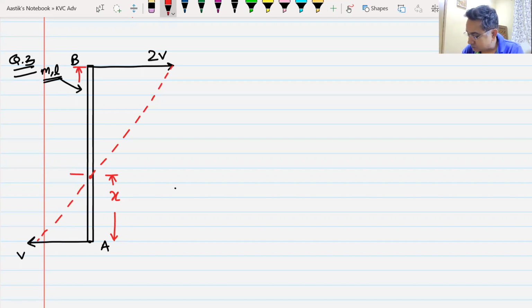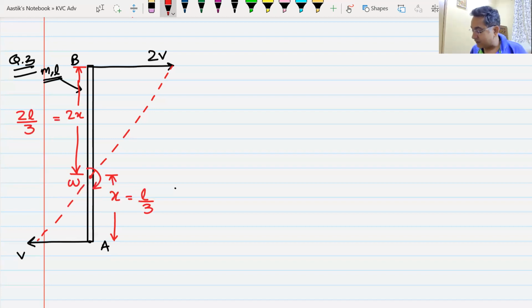Everyone understands this? If one distance is x, the other distance would be 2x. Now x plus 2x will be equal to L. So your x becomes L by 3. So this 2x becomes 2L by 3. So congratulations, I have located the instantaneous center of rotation and I know that the angular velocity will be omega. And how much is this omega? Omega will be v divided by L by 3, so it will be 3v by L.